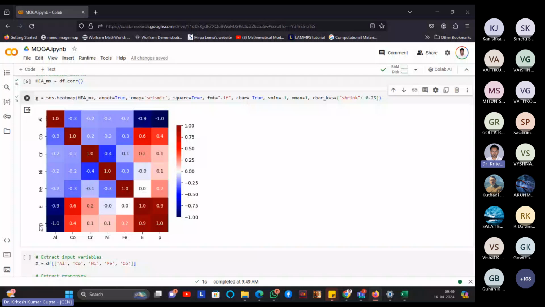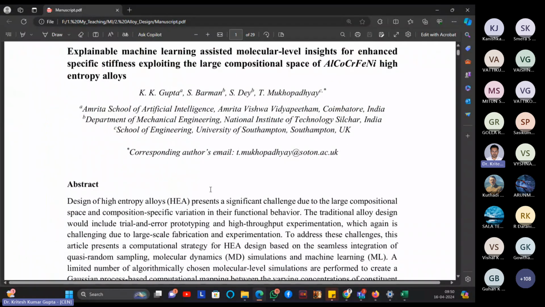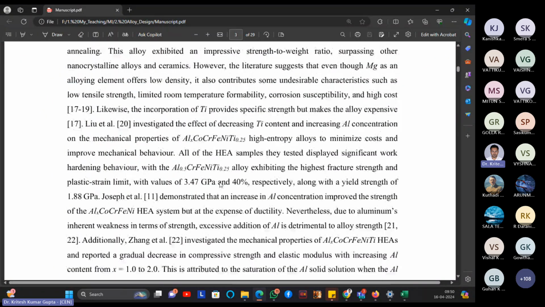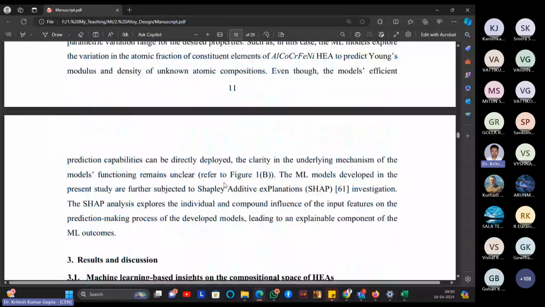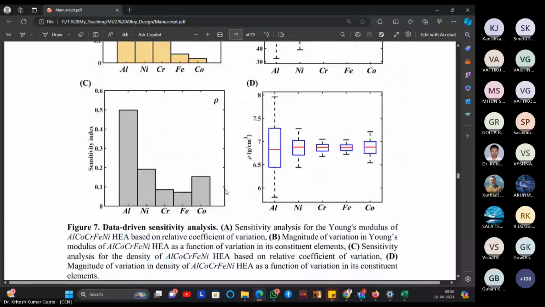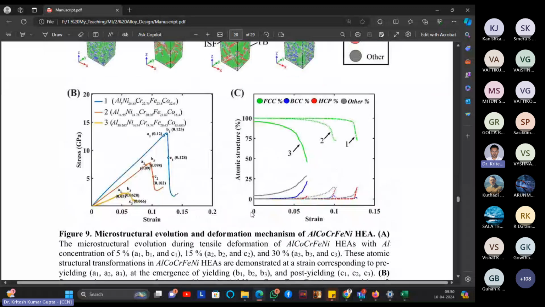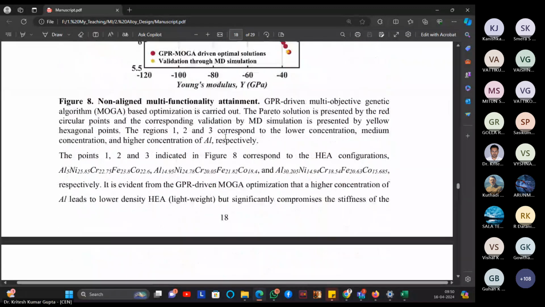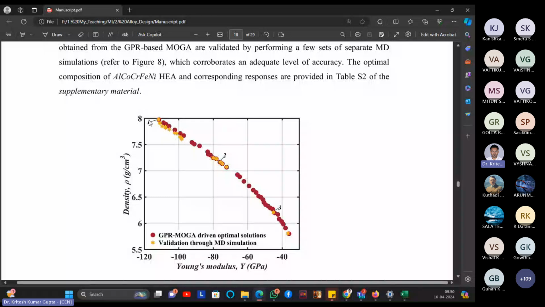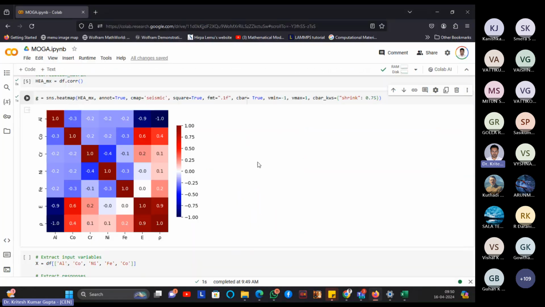If we just look at the density and Young's modulus, 0.9, that is a positive value. So if Young's modulus is increasing, density is increasing. If density is increasing, Young's modulus is increasing. This we have already also seen in the Pareto plot, which I have shown in the final stage. This one, right? So at increased Young's modulus, we have increased density. At reduced Young's modulus, we have reduced density. Okay, so that's what we are getting from our input data.